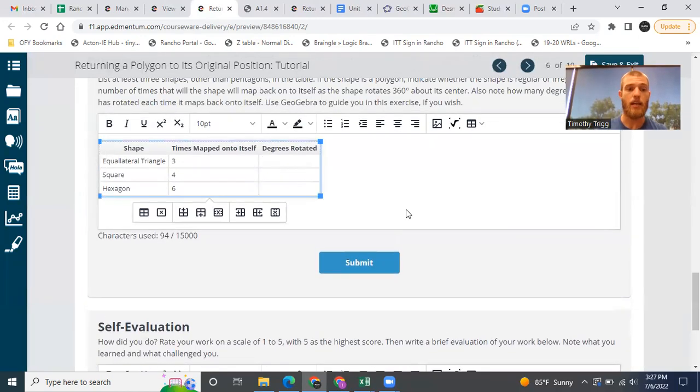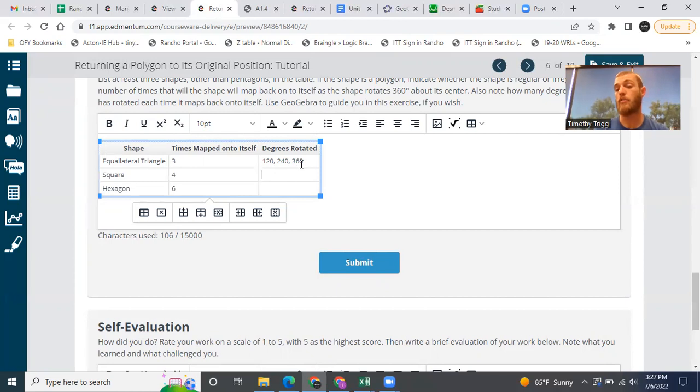So the degrees of rotation for the equilateral triangle: a triangle has 3 sides, so 360 divided by 3 gives me a 120-degree angle, which will be the first angle of rotation that'll map it onto itself. Then I can do 120 times 2, so that's 240. And then 120 times 3, 360. The last one should always be 360.